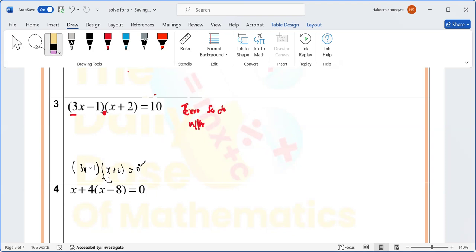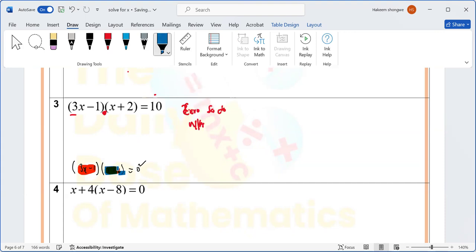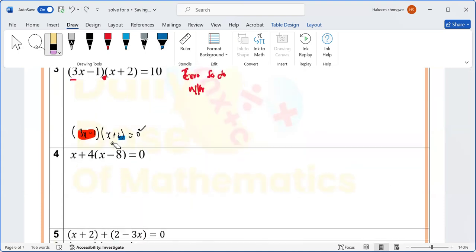The next thing that we should check is if there's a product. Is there a product? Product meaning multiplication only. This thing is inside the bracket, and this one is also inside the bracket. Let me make the other one blue. So we have red inside the bracket, and then we have blue inside the bracket. Do you see it?